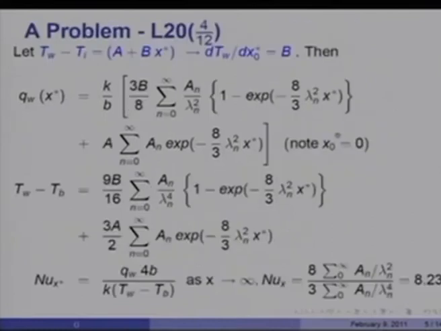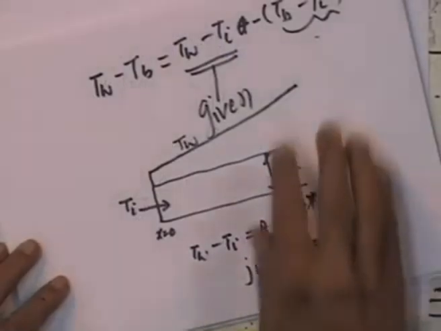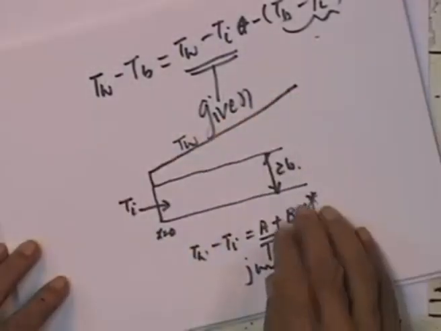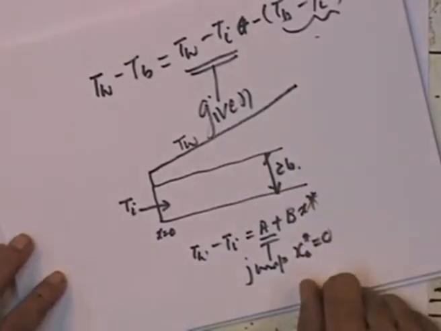equal to 0 would be given by a n by lambda n square 1 minus exponential of minus 8 by 3 lambda n square x square, plus of course, we must add the step jump right at x naught equal to 0, which is the entrance. So, that will be plus a times the sum n equal to 0 to infinity a n exponential of minus lambda n square x star. Now, of course, there are no other step jumps in this, and therefore it is continuous right along, and there are no further step jumps. It is a simple case.